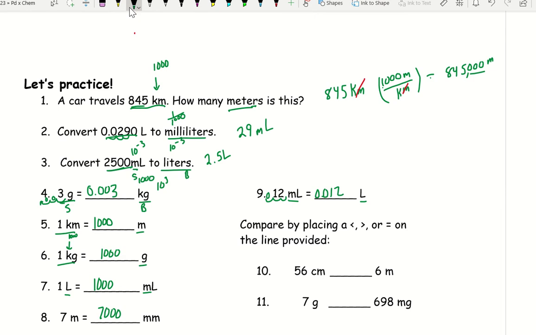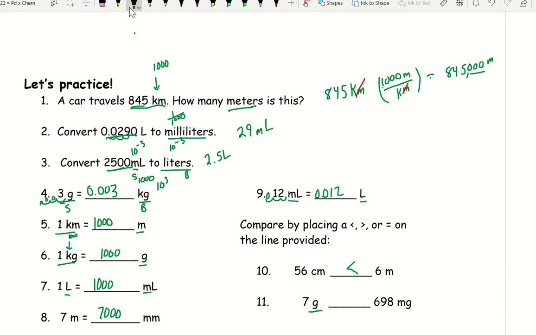56. So just tell us which one is bigger or smaller, or if they're equal. 56 centimeters, 6 meters. Well, if you know in 1 meter there's 100 centimeters, 56 centimeters isn't even close to 1 meter, so it's certainly less than 6.